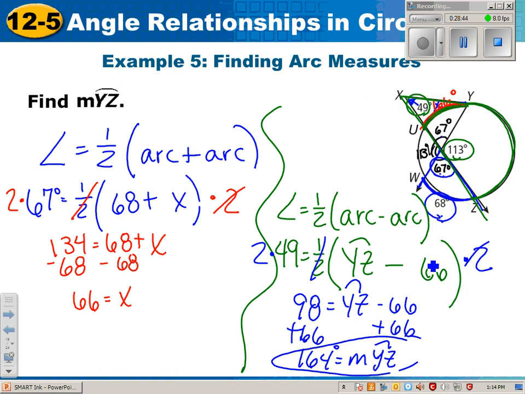Yes, ma'am. We found the 67, the vertical angle, and then added 49 plus 67 and subtracted that from 180. Then we just multiplied that by 2. You found this angle, multiplied it by 2. That gave you this whole arc. Good. Yeah, because you're finding the measure of the outside pieces and looking for the other piece.